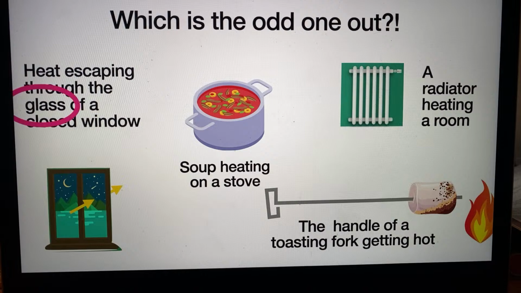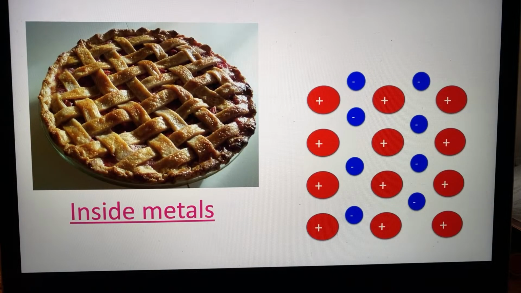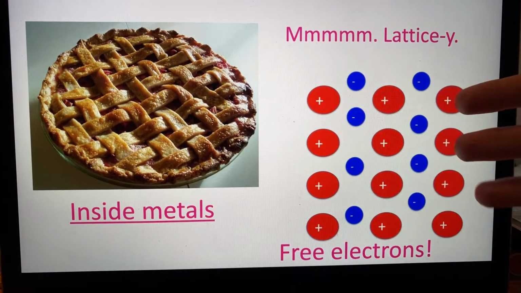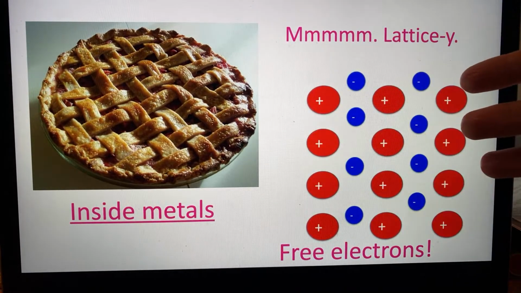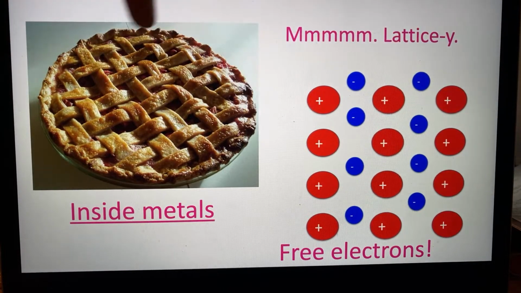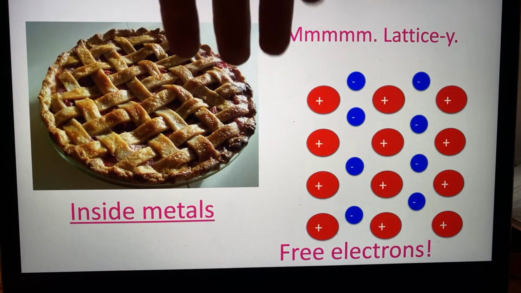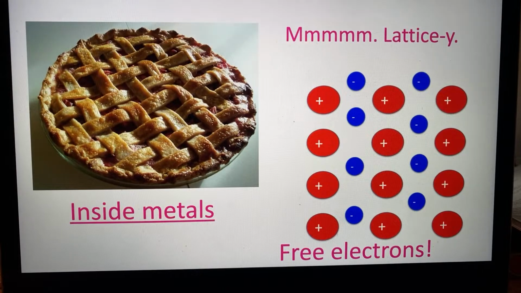You're all very creative, you can think of loads of different reasons. It's the glass, right? All these other things are made of metal, and metals are particularly good conductors. They're very good at transferring heat energy. And it's because they've got these things called free electrons. This is called a lattice. This is the structure of a metal. I think it's called a lattice because, I don't know, people used to eat a lot of pies in the olden days when they were naming physics stuff.